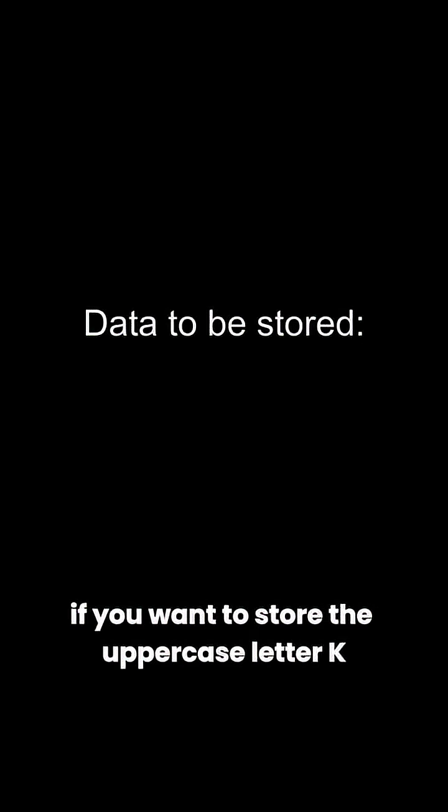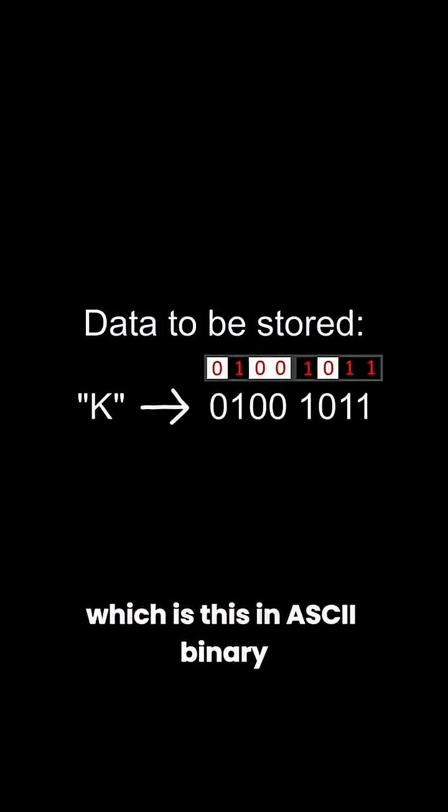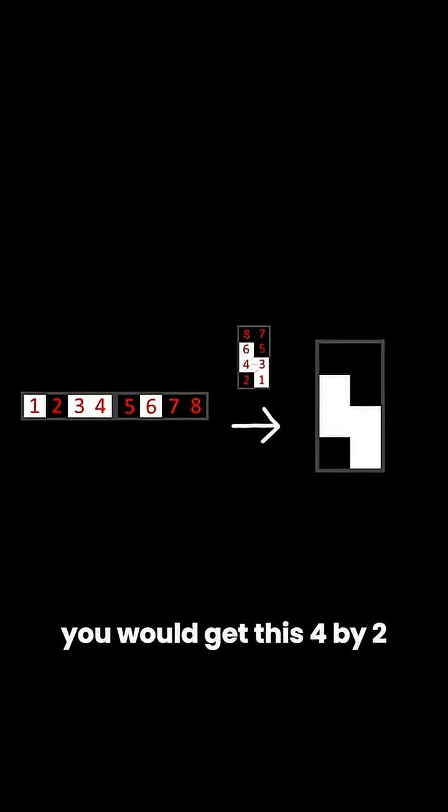Let's look at an example. If you wanted to store the uppercase letter K, which is this in ASCII binary, you would get this 4x2. Rinse and repeat, and you can pretty much store whatever you want.